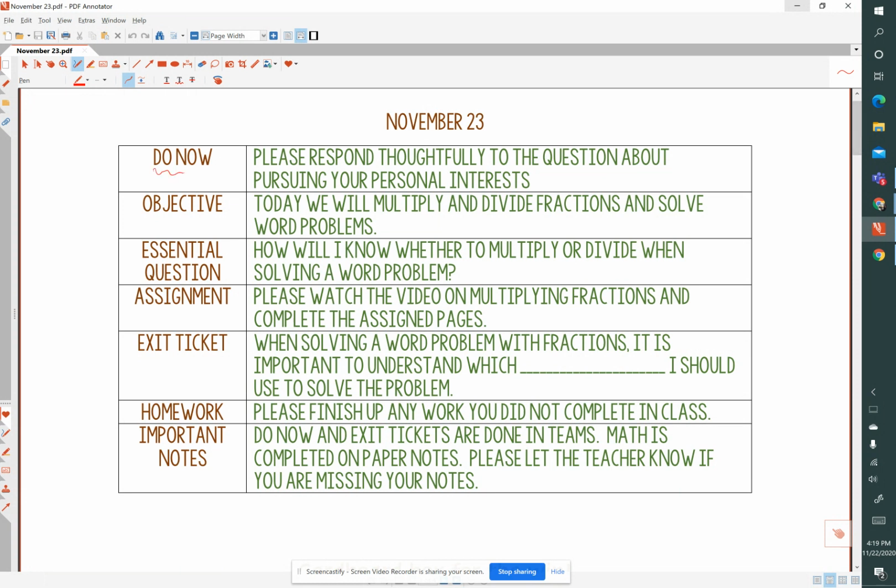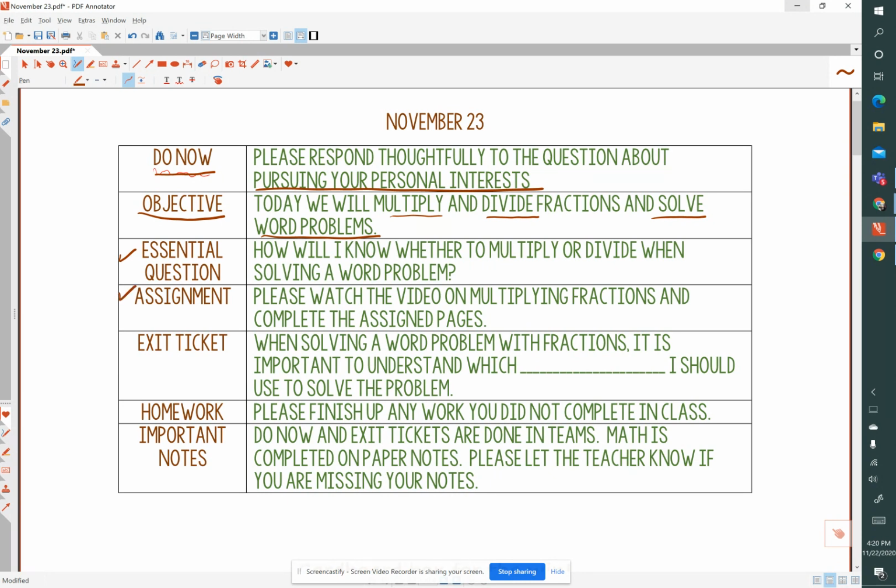We're going to start with responding thoughtfully to a question about pursuing our interests. Let's get a thicker line here so you can see what I'm doing. Okay, pursuing our personal interests. Our objective will be to multiply and divide fractions, and we're going to solve some word problems today. Our essential question: how will I know whether to multiply or divide when solving a word problem? So we'll look at that.